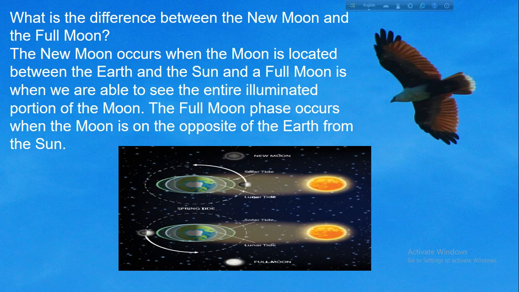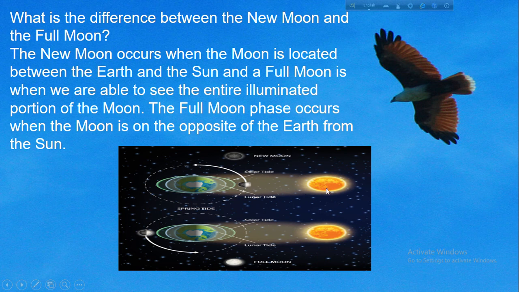So what is the difference between the new moon and the full moon? In this image you are observing the sun and this one is the earth. This is the position of the moon on new moon night, and this is the full moon position, where the moon has taken the position just on the opposite side of the earth. The basic difference is that the new moon occurs when the moon is located between the earth and the sun. So it makes a hindrance.